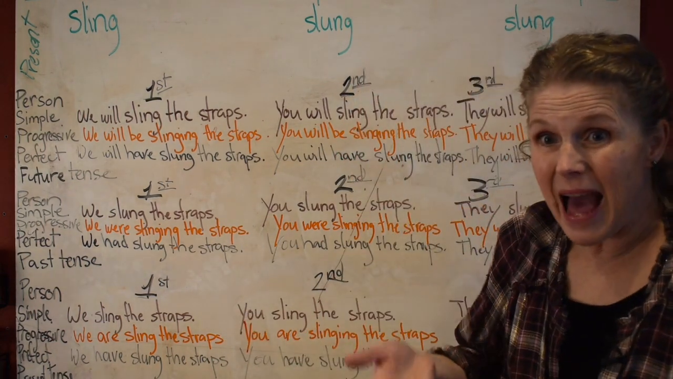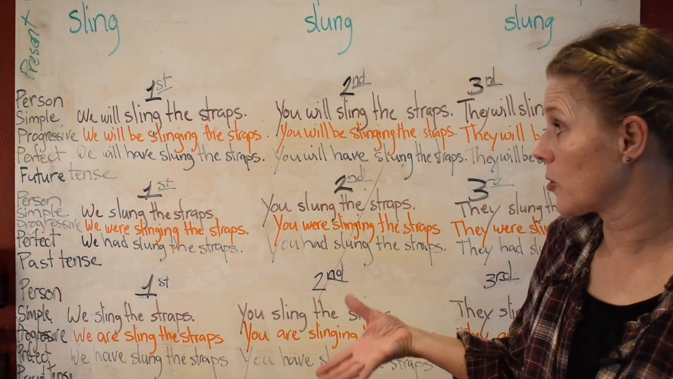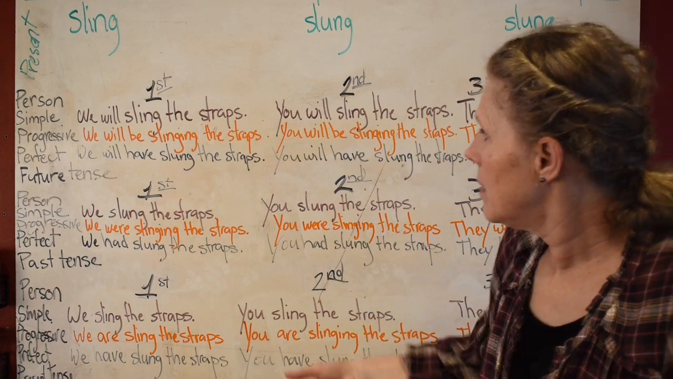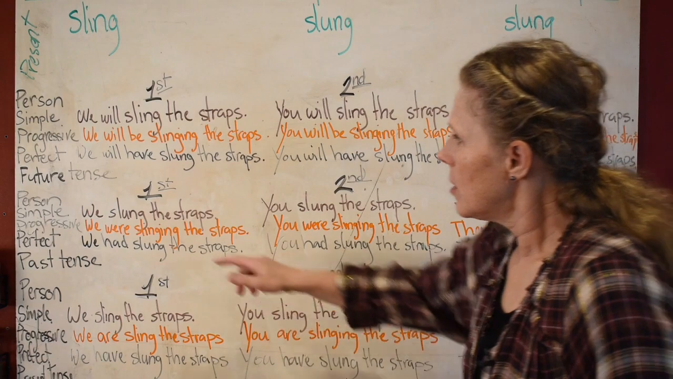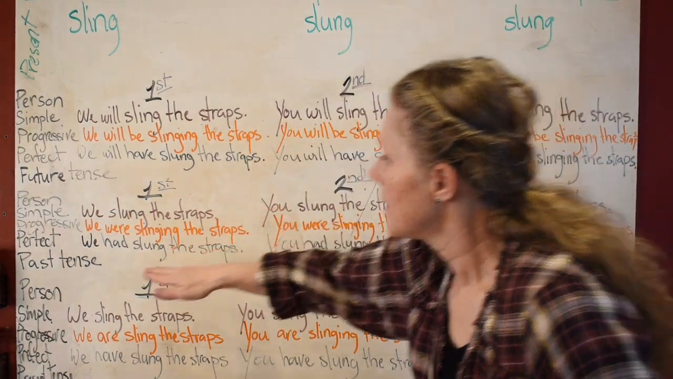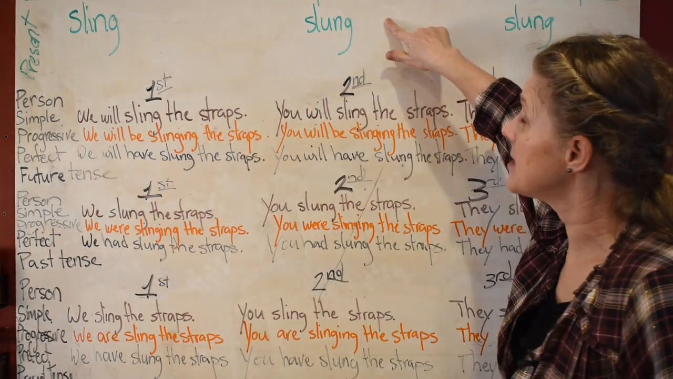Now let's look at past tense. Past tense is what really gets people confused. So we have, in the past, we slung the straps. Past tense, you have to take the simple past.